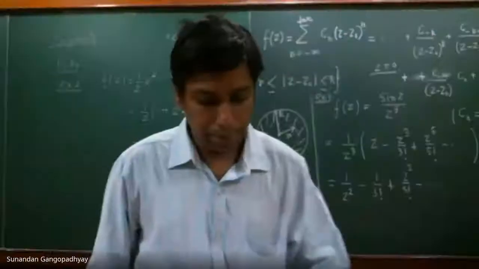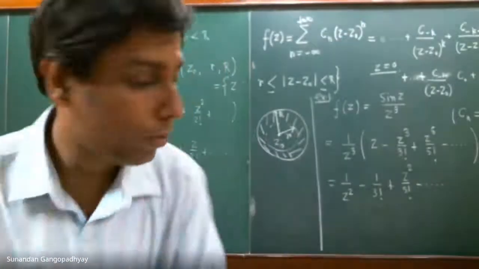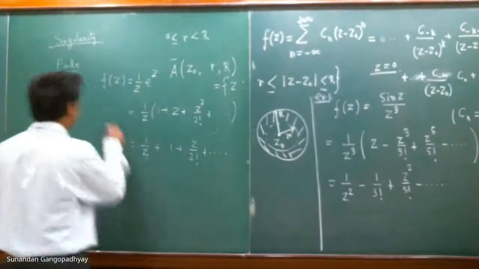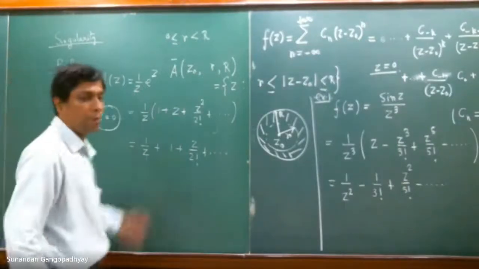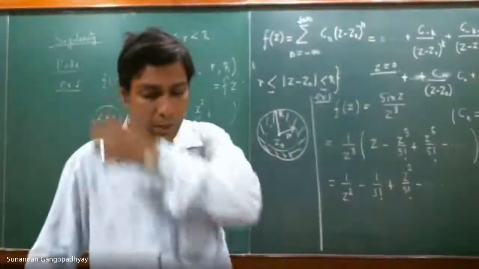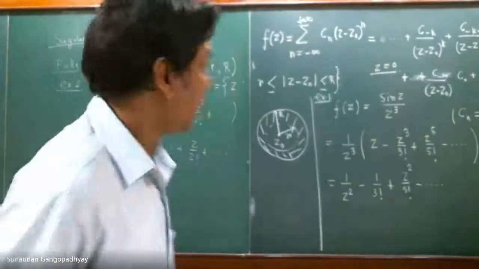It's a simple pole. At which point is this function singular? Once again, it is z is equal to 0. This is the singular point of this function. Let us take a third example.